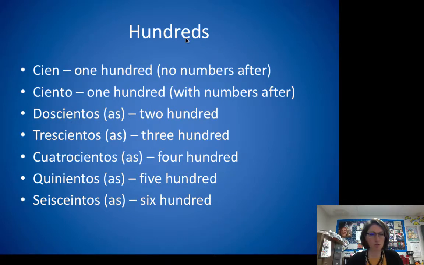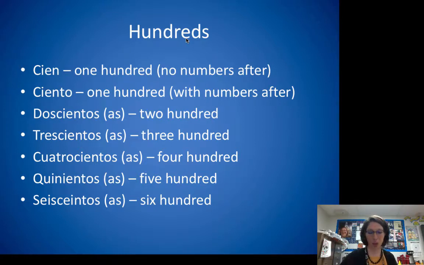Next one is 200, doscientos. 300, trescientos. 400, cuatrocientos, 500, quinientos, 600, seiscientos. I think if you guys look at these very carefully, you will notice that you have your number like dos, and it's followed by cientos. Tres followed by cientos. Cuatro followed by cientos. Seis followed by cientos. And that is a typo. It should be seiscientos. I apologize for that. The only one that's different is quinientos, and that's like quince. So you have your Q-U-I-N, and then your ientos. So you want to put a star next to 500. It's spelled slightly different. But otherwise, you kind of see that pattern there.